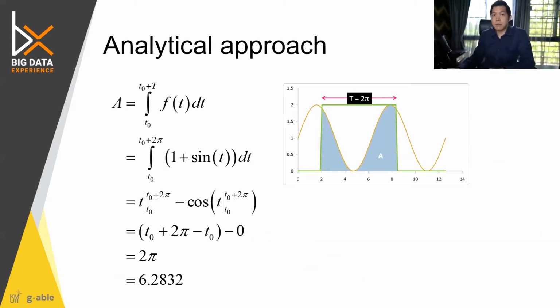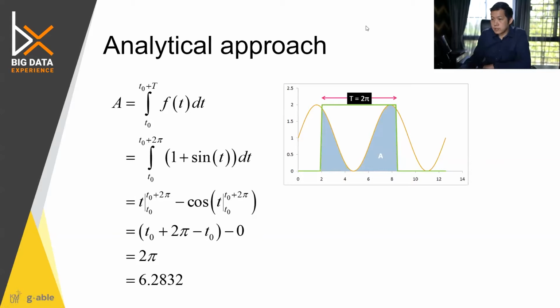Okay, first let's take a look at the analytical equation. Suppose that I'm integrating the function 1 plus sine t from t0 to t0 plus 2 pi. So what will happen here? I'm integrating 1 plus sine t. Integration is a linear operator, so I put it in. I get the integration of 1 dt, which is t, from t0 to t0 plus 2 pi, and minus the integration of sine, you get minus cosine, from t0 to t0 plus 2 pi. And the result, you just substitute in.